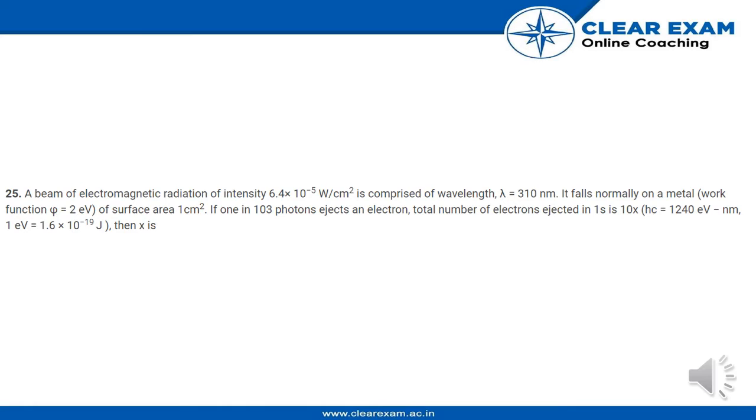The next question: a beam of electromagnetic radiation of intensity 6.4 × 10^-5 W per centimeter square is comprised of wavelength λ = 310 nanometer. It falls normally on a metal of surface area 1 centimeter square. If one of the 10^3 photons ejects an electron, the total number of electrons ejected in 1 second is 10^x. So x is?